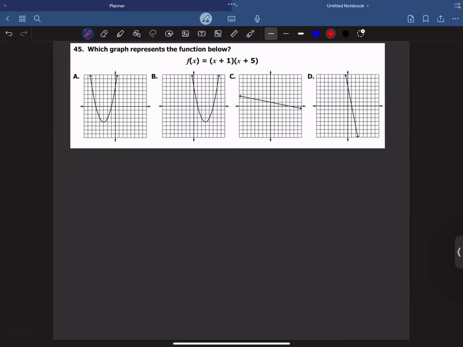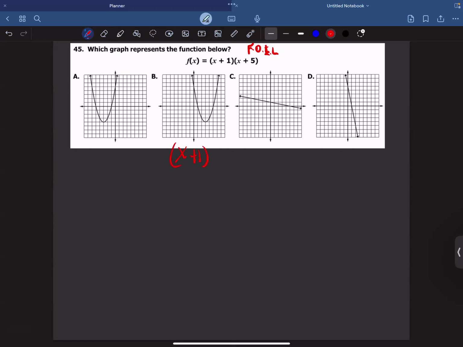All right, we've got a nice function here, and we're trying to figure out which one works. Okay. So first, what I want you to do is go ahead and FOIL this out. First, outer, inner, last.